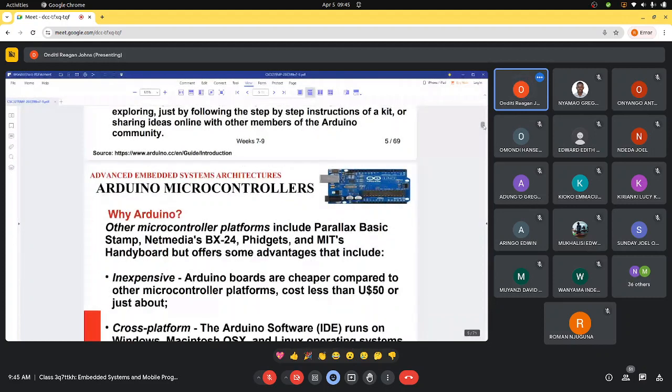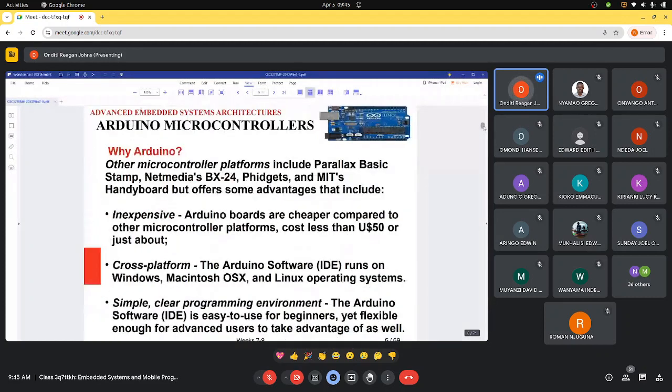There are other microcontroller platforms: Parallax, Basic Stamps, NetMedia, BX24, PhidgetS, MIT's Handyboards, but Arduino offers some advantages. There are a few advantages that Arduino has over all these other microcontroller platforms.